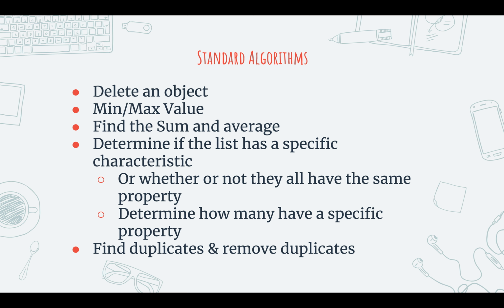So the first algorithm we're going to develop is a delete object algorithm. Then we're going to develop a min or max value algorithm. Then, just like the arrays video, we're going to find the sum and average. Determine if the list has a specific characteristic. We could do this two ways. One is checking if they all have the same characteristic. That will most likely return a Boolean value. And then the other algorithm we could develop is determining how many values within an array list actually have a certain property. And then finally, we're going to do finding duplicates and then removing those duplicates.